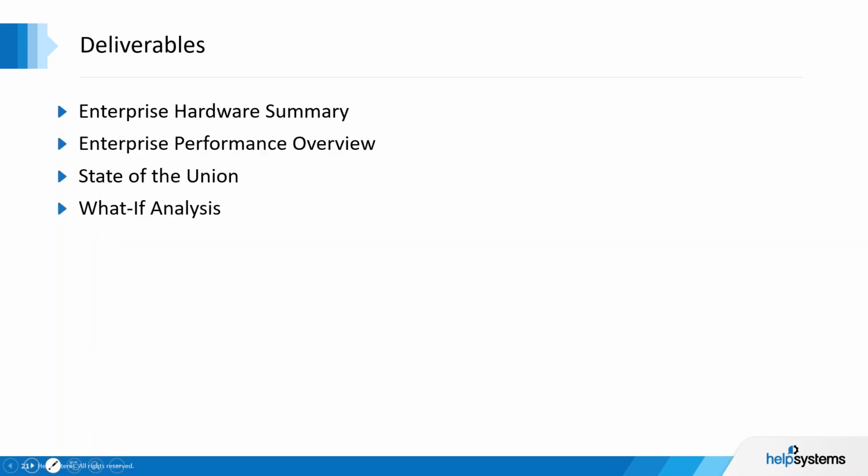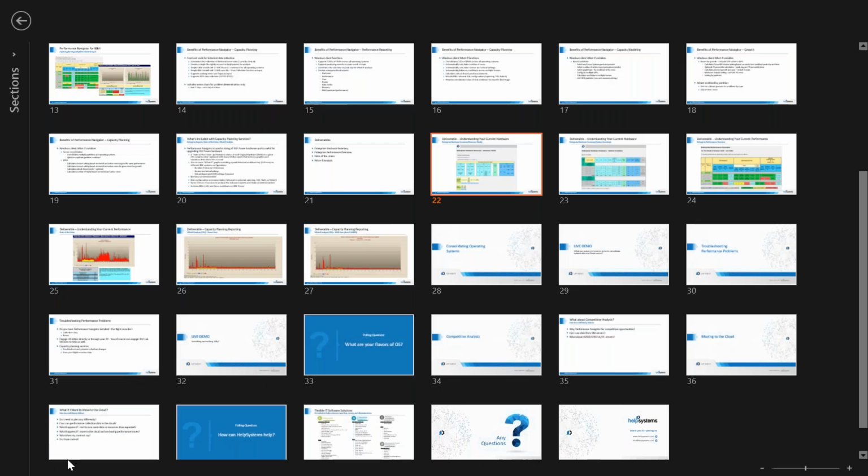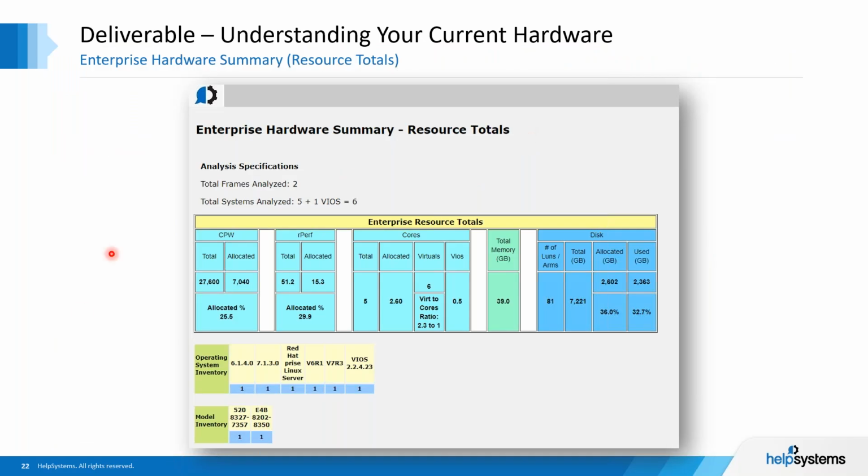Yeah. So we're going to take a look at some of these examples of these deliverables: the enterprise hardware summary, the enterprise performance overview, the State of the Union that Randy just talked about, and then some of the what-if analysis. So Randy, what do we have here? So this is the first thing we look at when we're doing an analysis, the enterprise hardware summary. I can't tell you how many times we produce this report, and this is like brand new news to the CIO, because this is a one-page view for the executives of the entire enterprise. It doesn't matter if you have 1 frame or 100 frames.